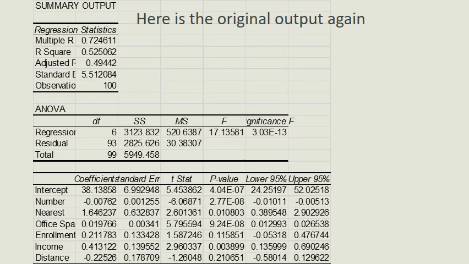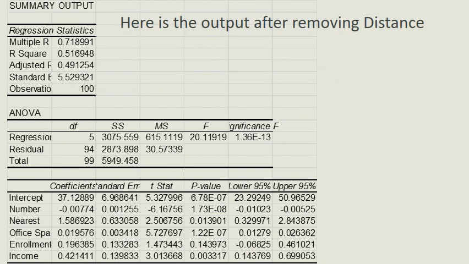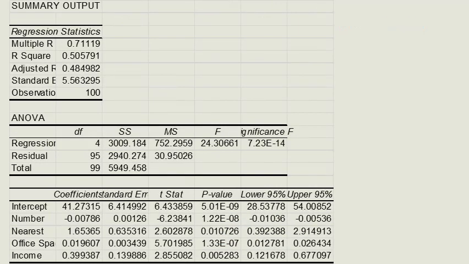Here is our original output once again. The variable with the largest p-value is distance. So let's delete that variable and redo the regression. Here is the output with only the 5 remaining variables. We see that enrollment is now the largest p-value, so we delete it and redo the regression. And here is the output with the 4 remaining variables.